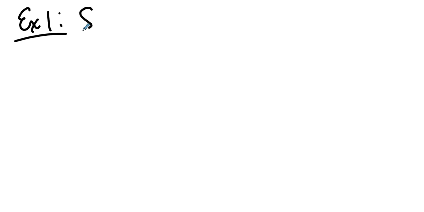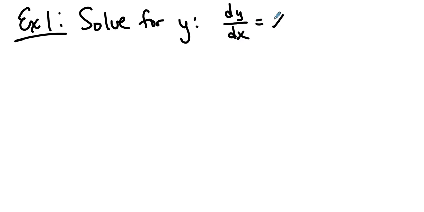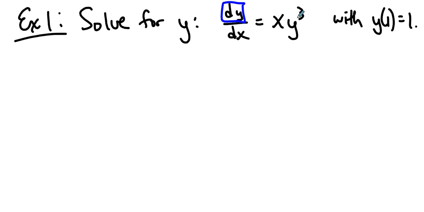with this example. Let's solve for y. dy/dx is x y cubed with y equal to 1 when x is 1. This is a separable differential equation. There's a y part and there's an x part. They are multiplied together, so we can move the blocks around, so to speak.